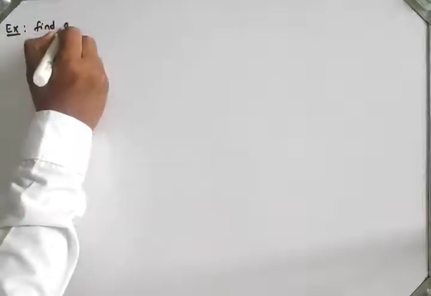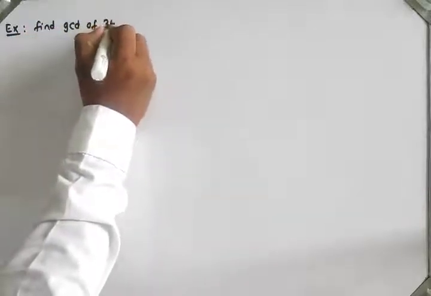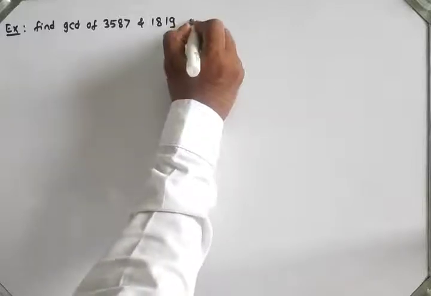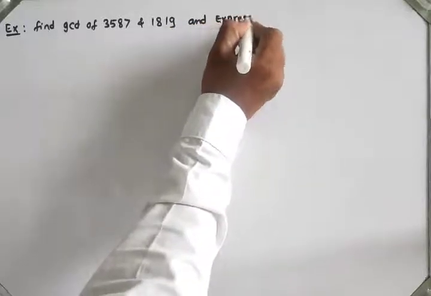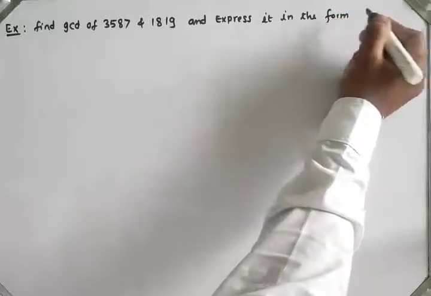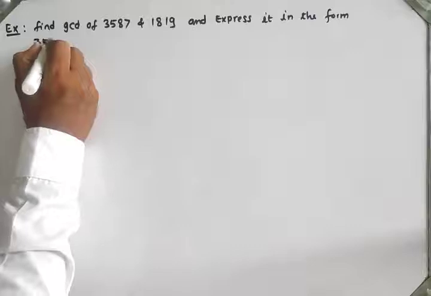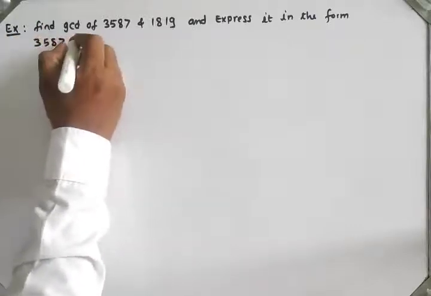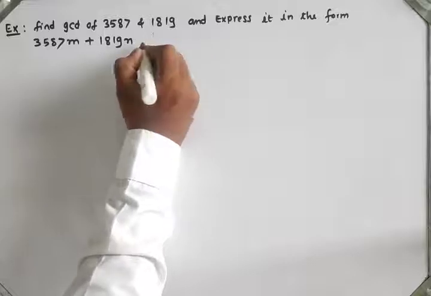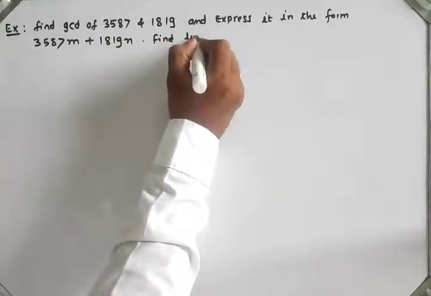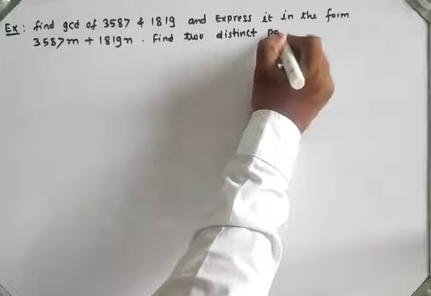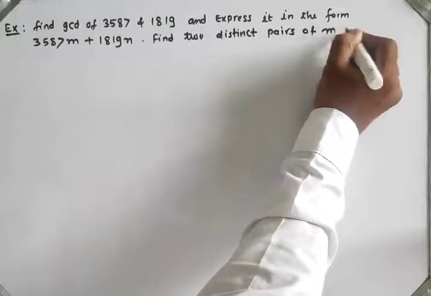Find the GCD of 3587 and 1819 and express it in the form 3587m plus 1819n, and find two distinct pairs of values of m and n.